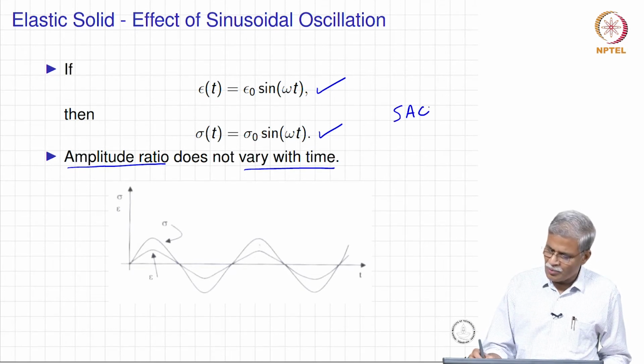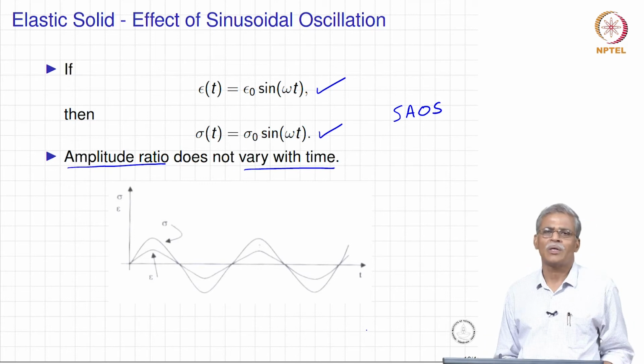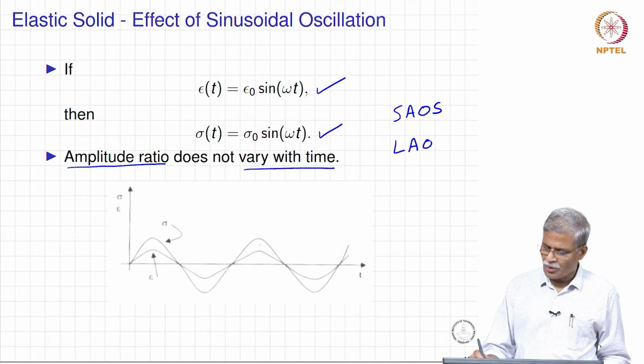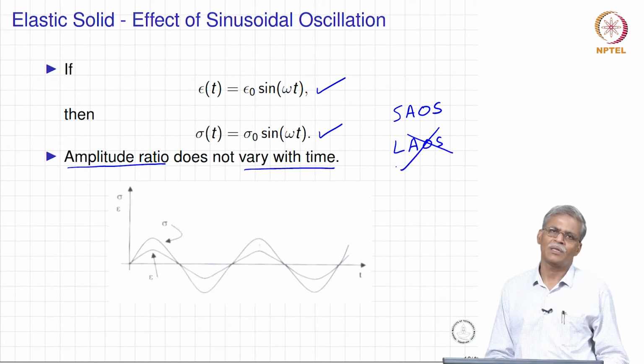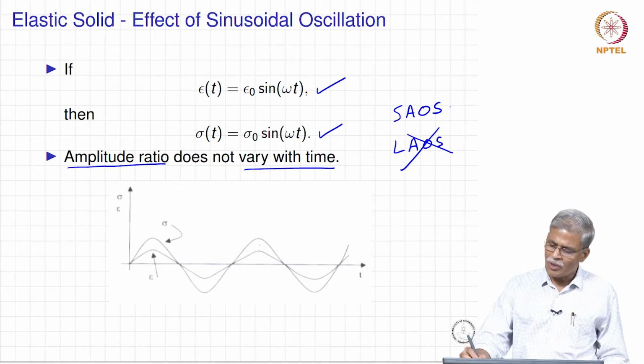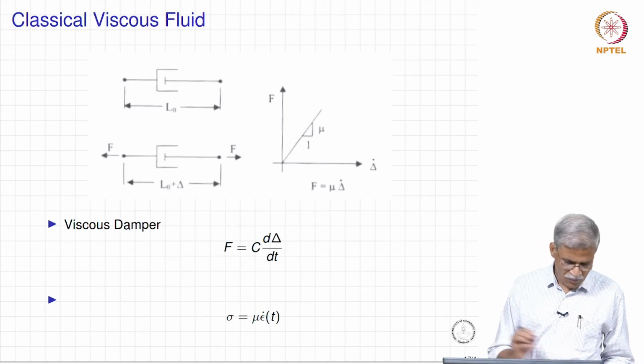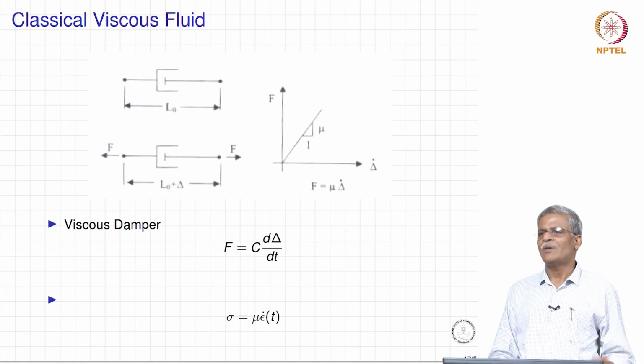In fact, when we come to viscoelasticity, we differentiate between what is called small amplitude oscillatory shear and large amplitude oscillatory shear. We will not be discussing large amplitude oscillatory shear in this course, we will be talking about small amplitude oscillatory shear, and this will be discussed in detail by Dr. Padmareka. Right.